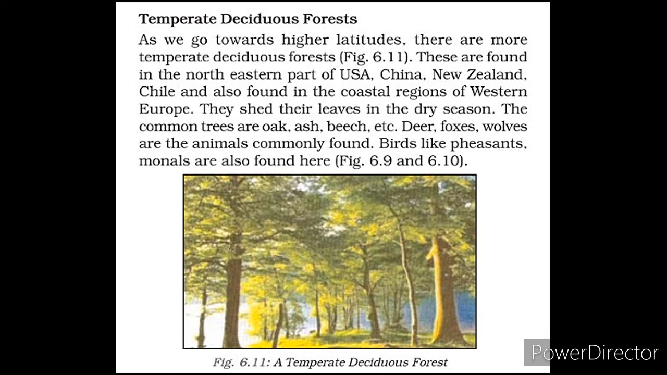Earlier in the tropical evergreen forest, we have learned that evergreen forests never used to shed their leaves at the same time. That's why they always remain evergreen. But temperate deciduous forests shed their leaves in the dry season. The common trees are oak, ash, beech, etc. Deer, foxes, wolves are the animals commonly found here, and birds like pheasants and monals are also found here.